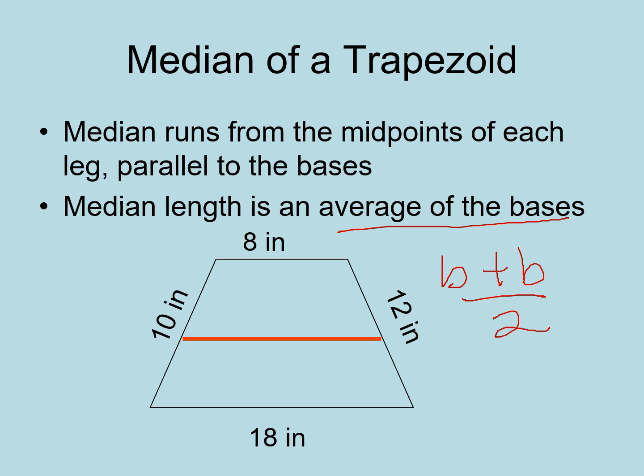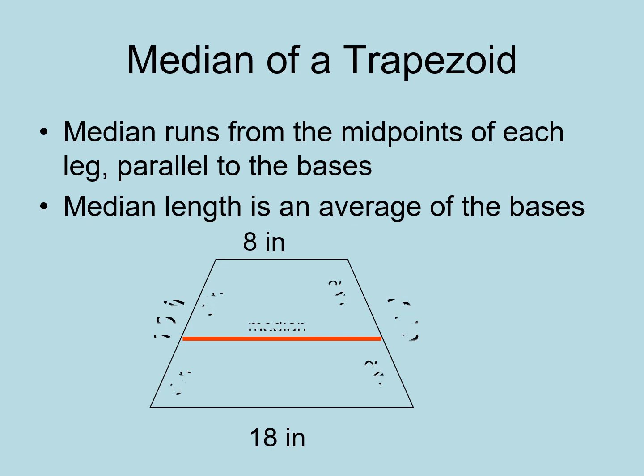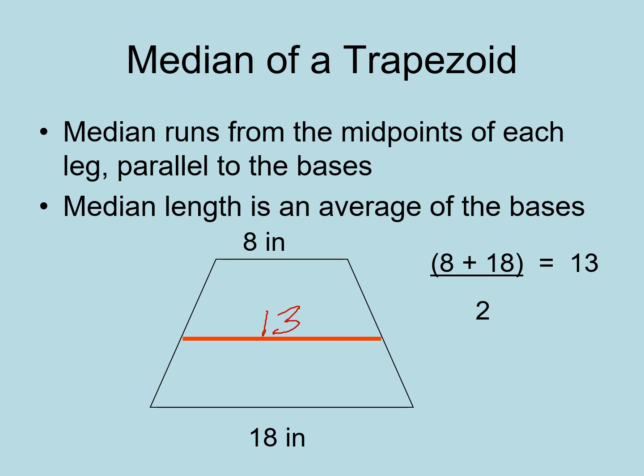8 plus 18. I think I got it printed over. Let's see. It goes to the middle of each side. Yeah, 8 plus 18 divided by 2 equals 13 for the median.